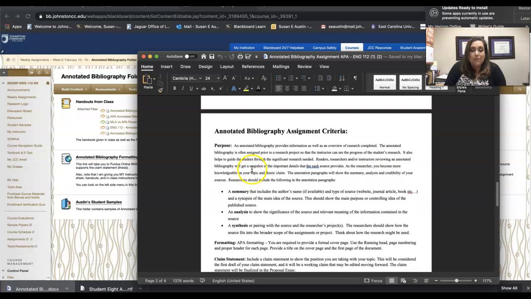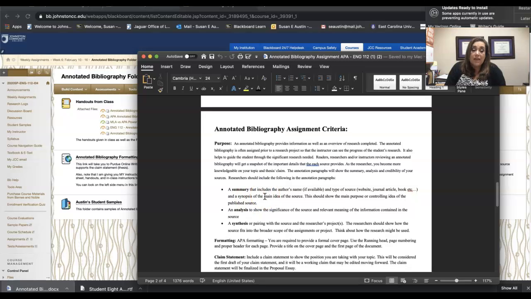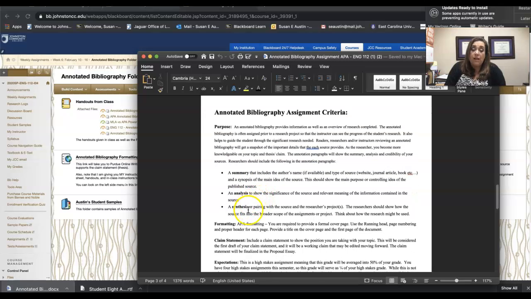Down here, I repeat the purpose of the assignment, and I repeat the summary, the analysis, and the synthesis points, because I am trying to make a point that those things have to be included in your annotation paragraphs. One thing to keep in mind is while I'm asking you to synthesize and to tie this to your claim, you cannot use first person. You have to use third person only.